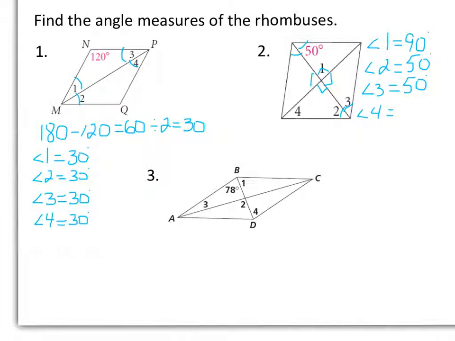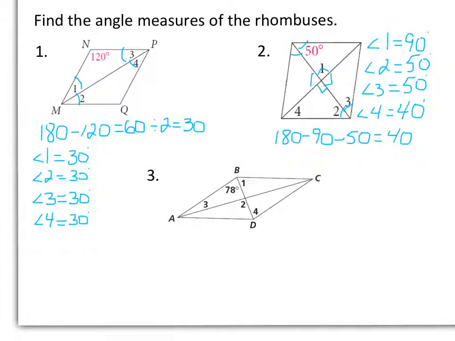Well, angle 4 is part of the triangle in the bottom, so to find angle 4, I'm going to take 180 minus 90 minus 50. Those are the two angles that I do know, and I get 40. So angle 4 is 40 degrees.